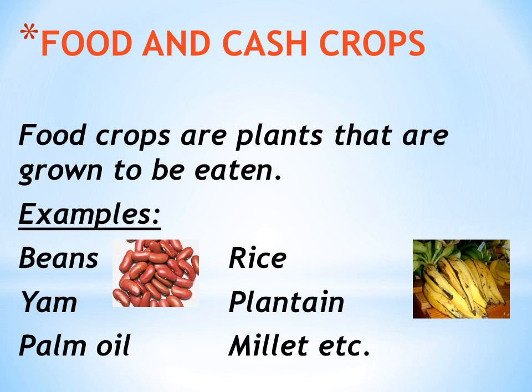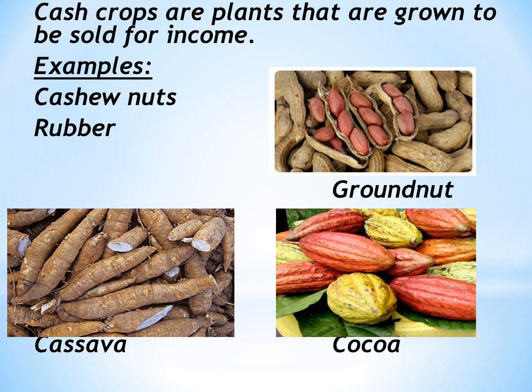Food crops are plants that are grown to be eaten, meaning we grow these plants majorly for food to be eaten. Examples: beans, rice, yam, plantain. I love plantain. Palm oil, millet, and other forms of food crops. These crops are grown to be eaten.